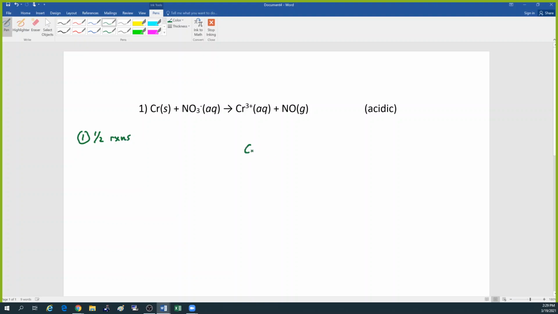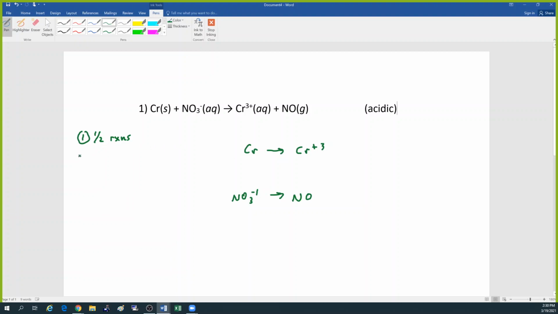So I can see the chromium must go to the chromium, and then I can see that the nitrate must go to the nitrogen monoxide. And I strongly urge you to start near the center of the line because you're going to build out on both sides, if you remember. That will be kind of a pain if you start at the edge of the paper.